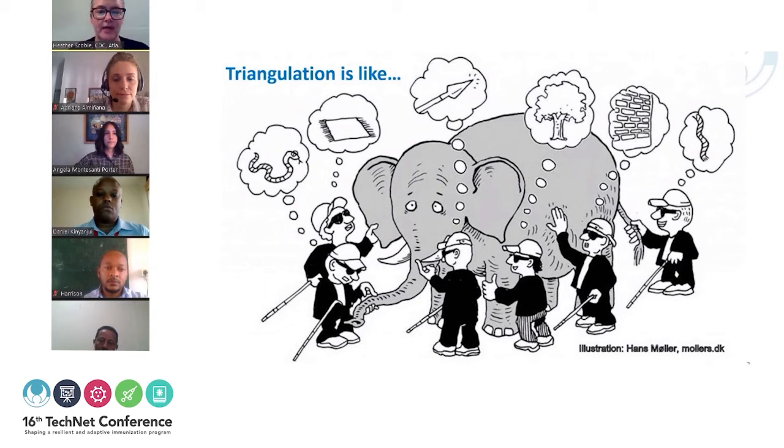Triangulation is a bit like the parable of the blind man and the elephant. One man feels the trunk of the elephant and thinks it's a snake. Another feels the ear and thinks it's a rug. And altogether, their collective experience gives them a more complete picture of the issue at hand.